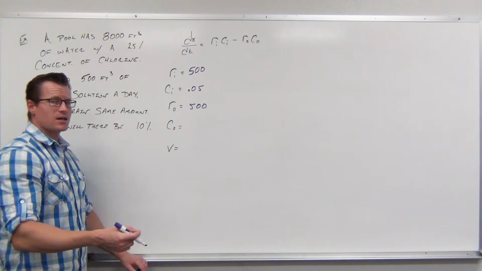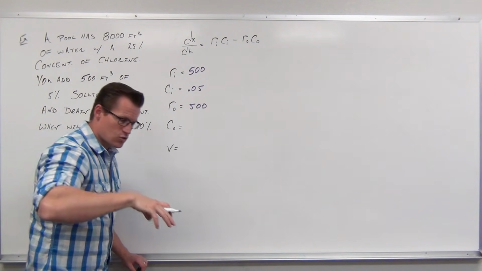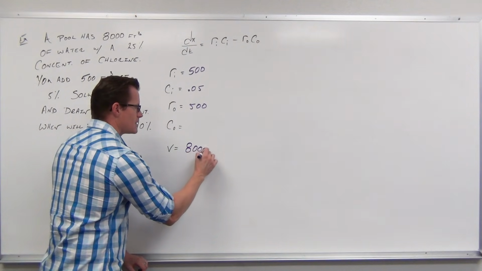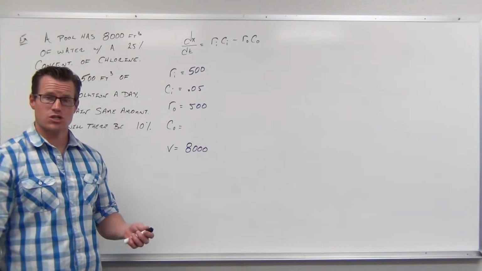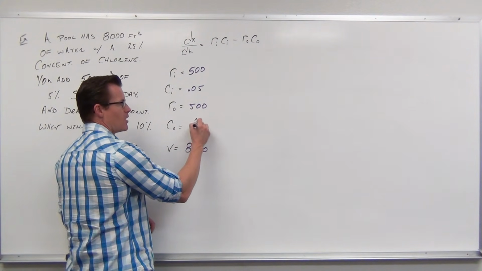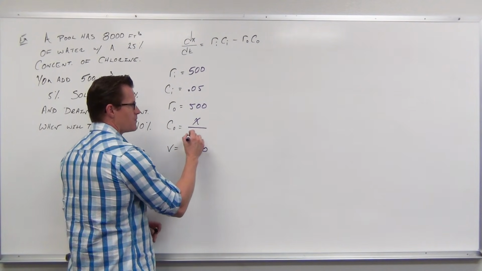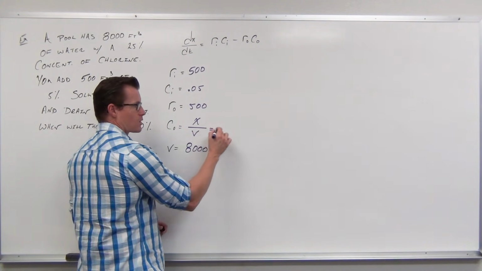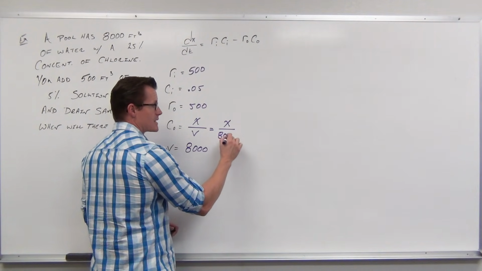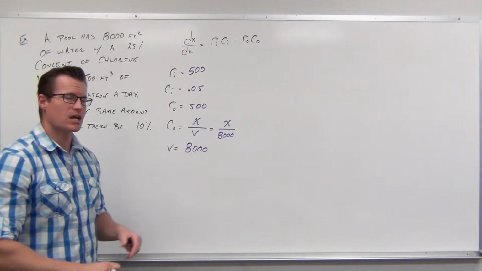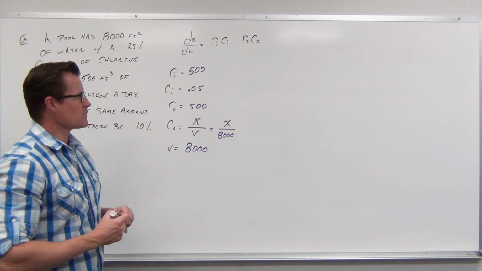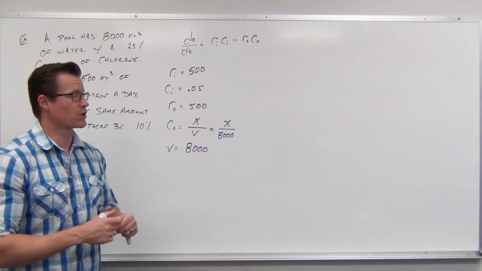But the volume, because we're adding in and subtracting out the same amount, is always going to be 8,000 cubic feet. Now the concentration out, what we've been learning, is a relationship between how much chlorine's in there divided by the volume of our tank. In our case, how much chlorine's in there divided by 8,000, because that volume isn't going to change in this scenario. Let's start putting that into our differential equation.